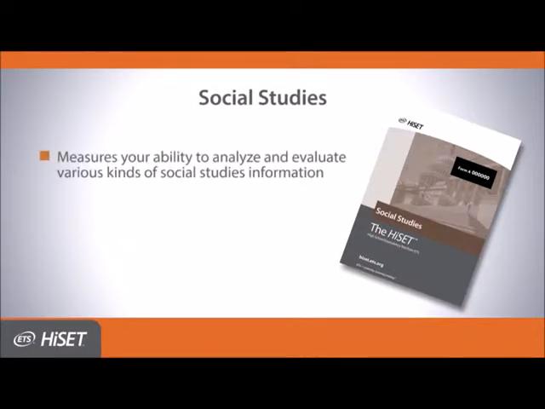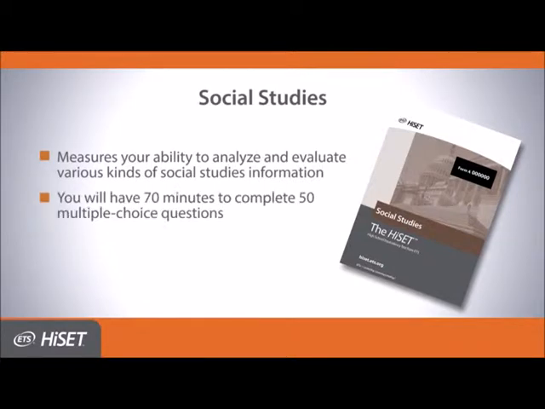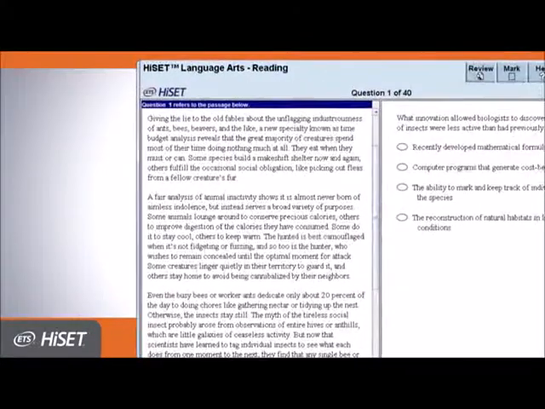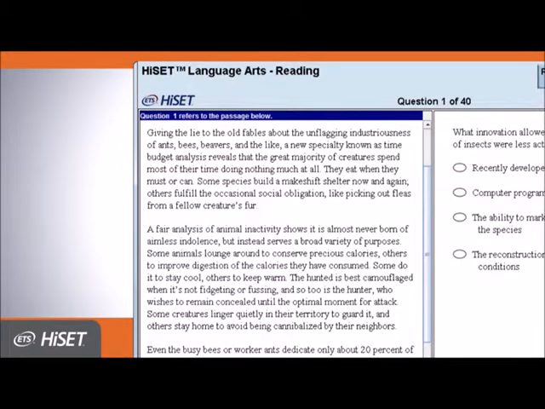Lastly, the social studies test assesses your ability to analyze and evaluate various kinds of social studies information, such as distinguishing statements of fact from opinion. You will have 70 minutes to complete 50 multiple-choice questions. Now that you have a better feel for each of the 5 subtests, let's take a look at a few sample questions. Some reading questions require you to read a passage carefully to answer one or more questions. All of the information you need is right there in the passage. So in this example, you don't need to know anything about insects or biology to answer the question.